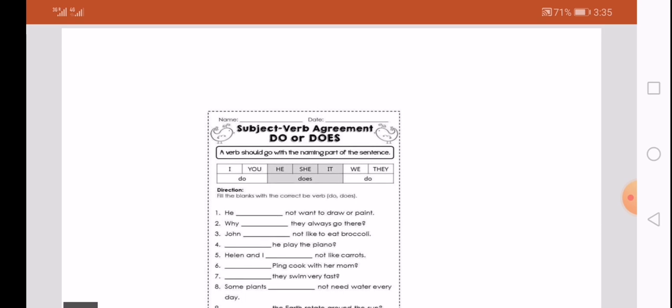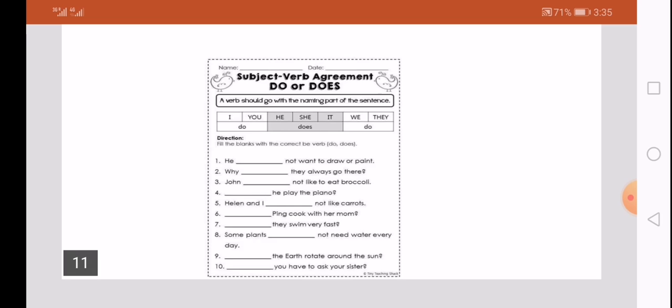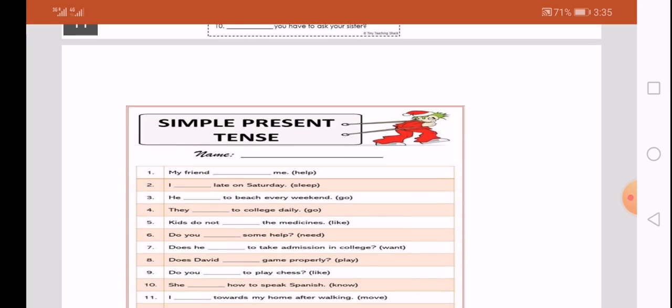And here also form the question or negative sentence with do not or does not, if there is a question or if it is an answer. And here also subject plus verb agreement. You are going to use do or does. Please try to practice more and more. This is the simple present tense here.